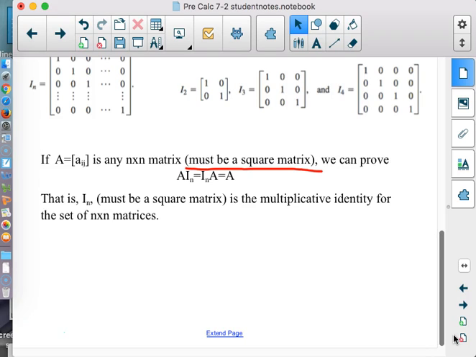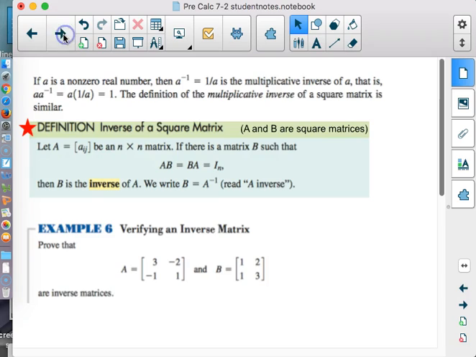So that is, I of n, which must be a square matrix, is the multiplicative identity for the set of n by n matrices. Like I said, it's one of those things that to start off with seems like, why on earth are we looking at this? But for solving, it's huge when you get that identity matrix.